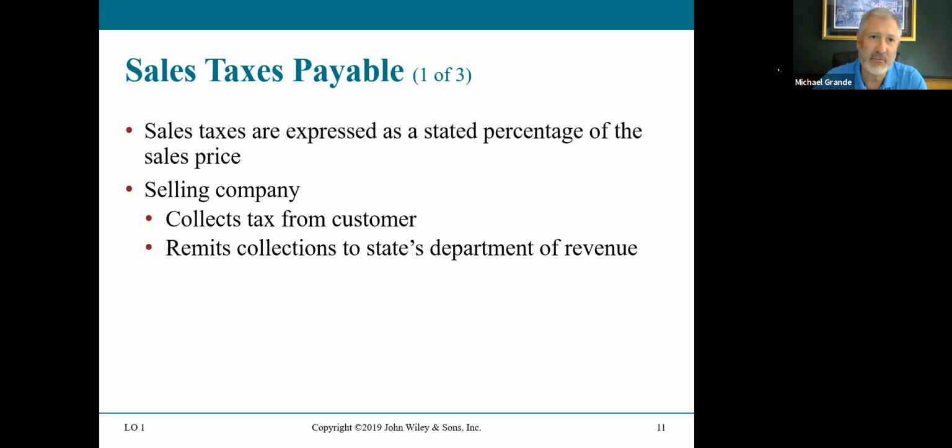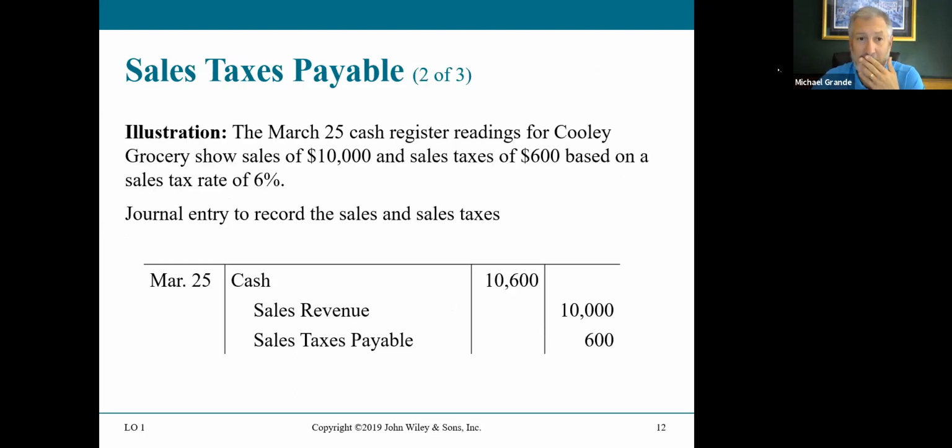Sales tax payable. Sales taxes are expressed as a stated percentage of the sales price. We've all seen sales tax. We buy something in a store. If it's subject to sales tax, you pay the sales price plus the sales tax. The selling company acts as an agent for the state. They collect the tax from the customer and then send it to the State Department of Revenue.